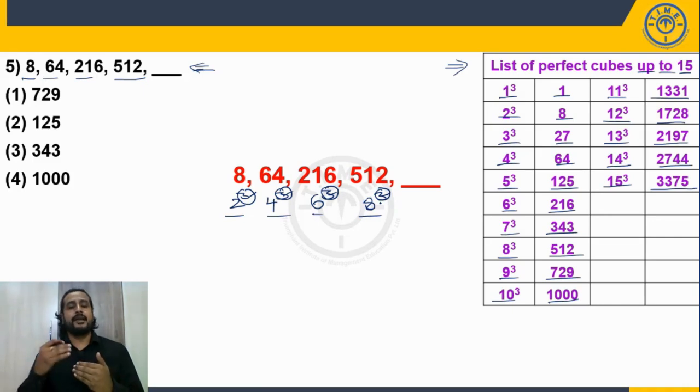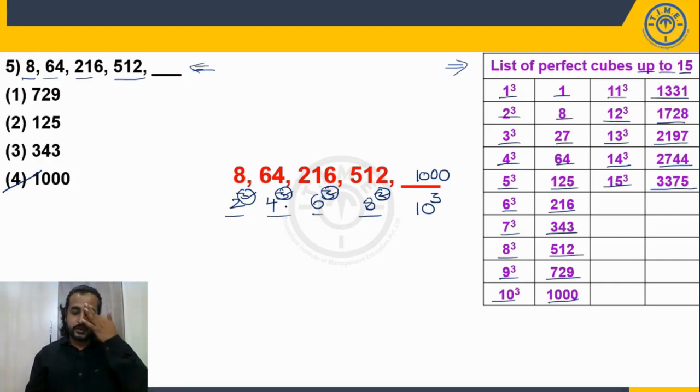2, 4, 6, 8 comes under which classification? Consecutive even numbers. 2, after that 4, again 6, and again 8. Consecutive even numbers. So after 8 even number is 10. And the logic applied is cube. So 10 cube. 10 cube is how much? 1000. So what is my answer? 1000. And what is the logic given here? Cubes of consecutive even numbers.